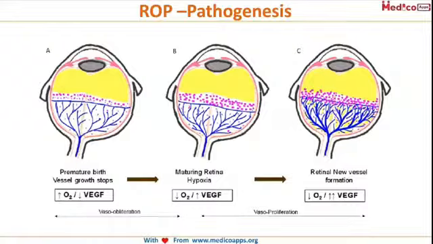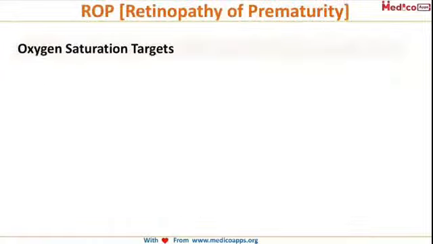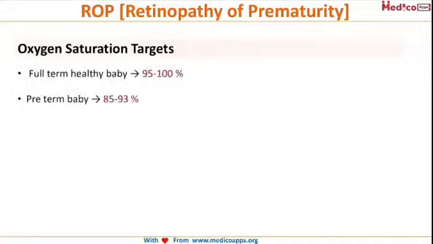Now, let's look at some important stats that you will be asked in the exam, and you have to remember as well. The oxygen saturation target for a full-term healthy baby is 95 to 100. You can give 100% oxygen to this baby. However, to avoid ROP in a preterm baby, your saturation should be up to 93% and not beyond that. It can be 85 to 93% only in a premature baby.